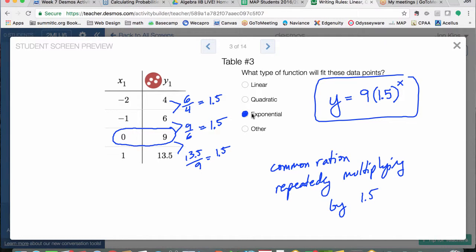So that's what you're going to do. You're going to be graphing, you're going to be looking at patterns in tables, you're going to be writing equations, comparing equations, and just getting really good at understanding linear, quadratic, and exponential equations.